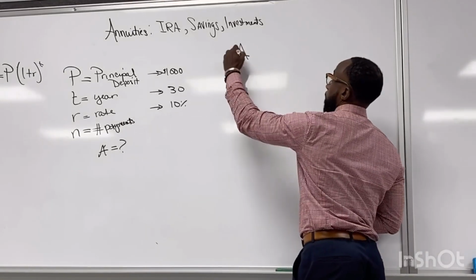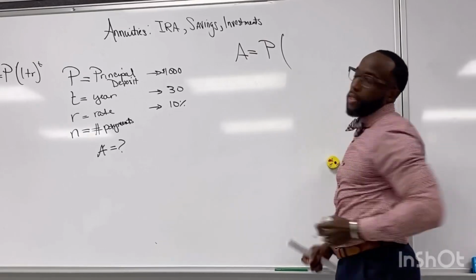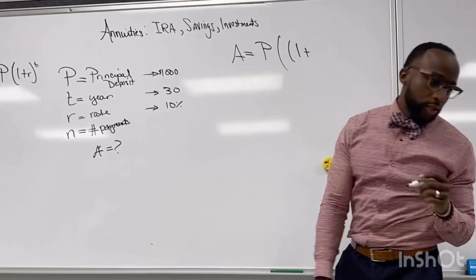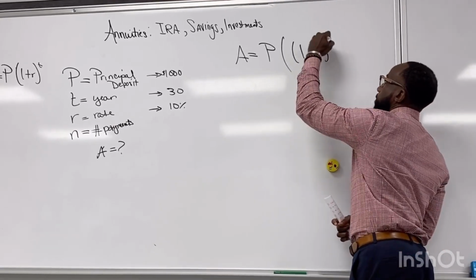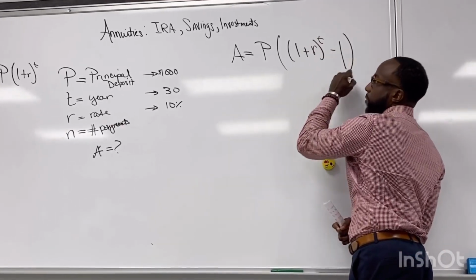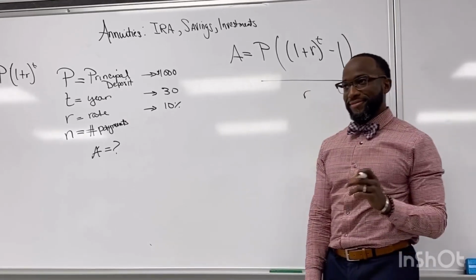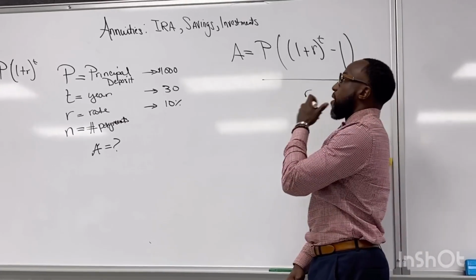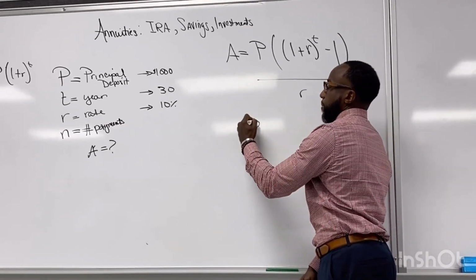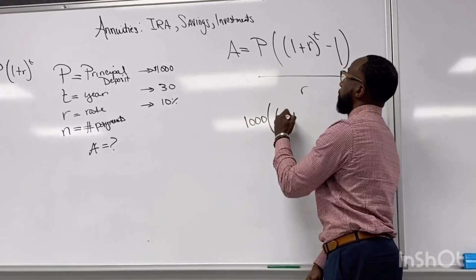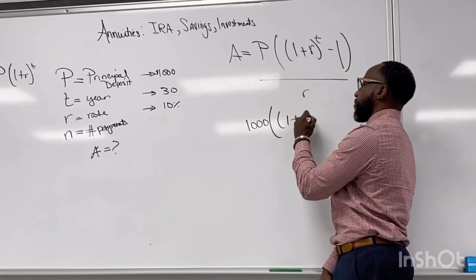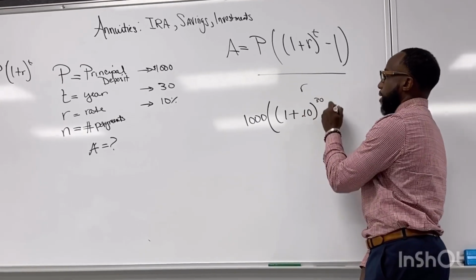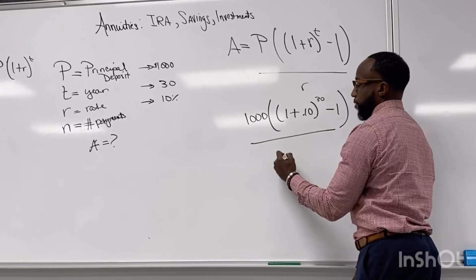This is the formula that we will use. We didn't talk about it. A equals P times the quantity of 1 plus the rate to the T power minus 1, all over the rate. So P is 1,000, times 1 plus the rate, which is 0.10, to the 30th power, minus 1, all over the rate again.